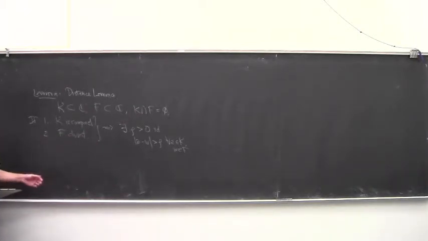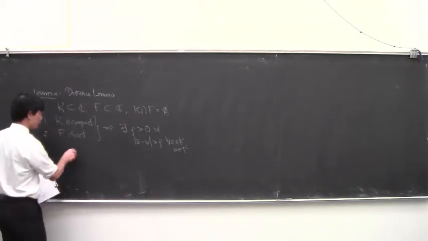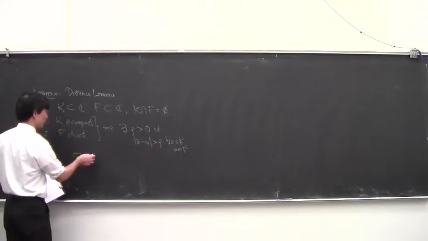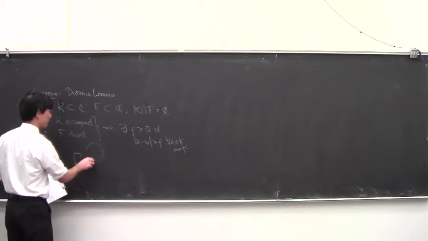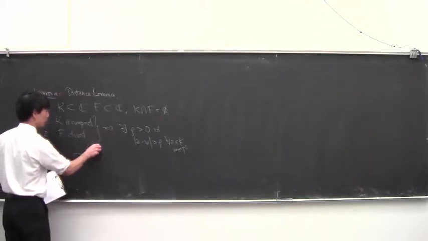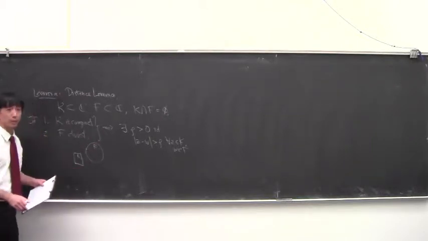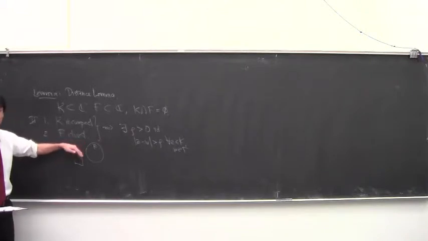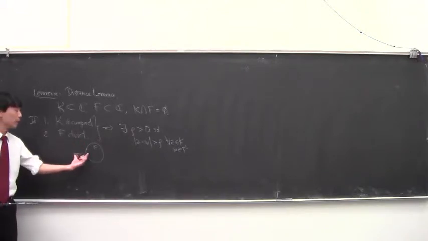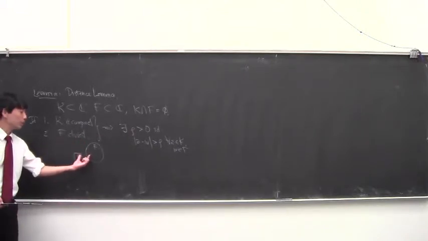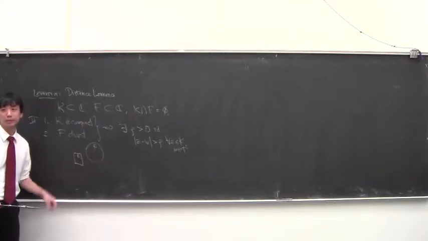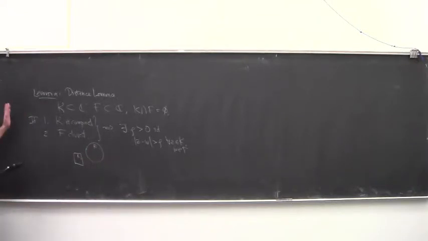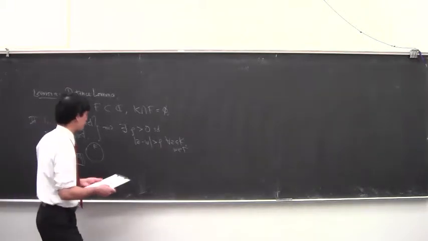That's what this is saying. If one set is closed and one set is compact, let's call this one the closed one and this one the compact one, then there exists a definite positive distance between them. It can't be the case that there will be points that are arbitrarily close in the two sets. There's a distance between them.